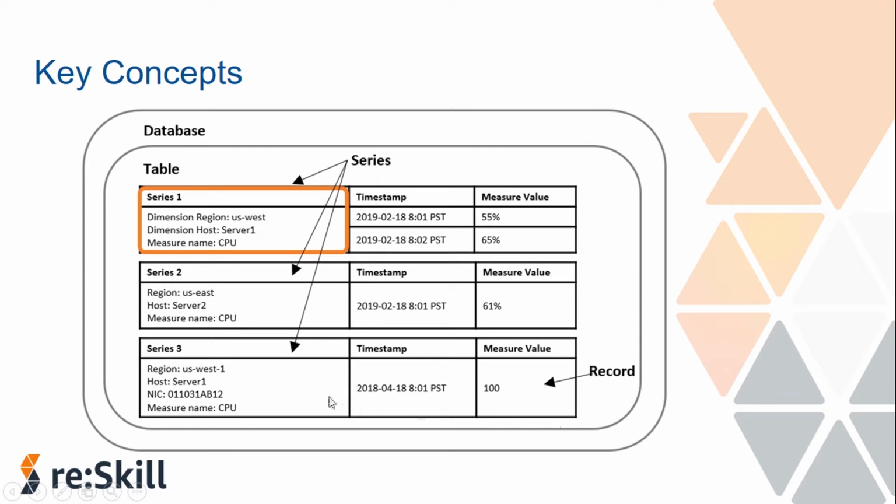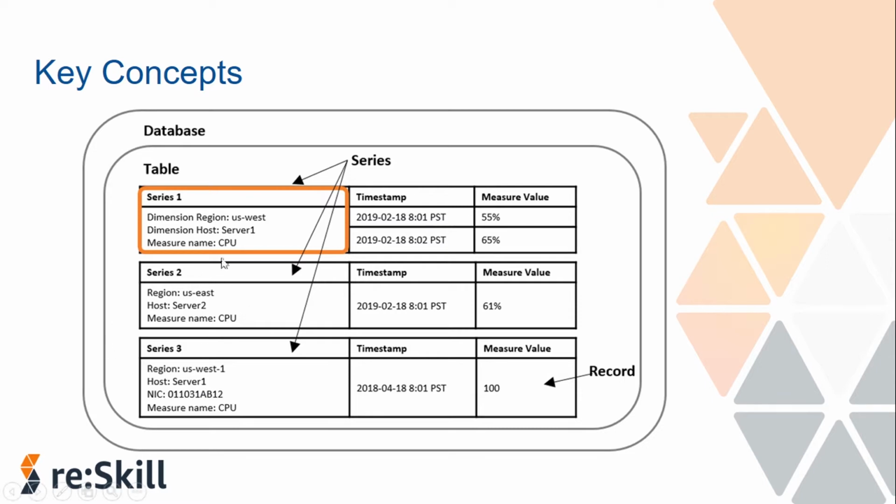Then there is a dimension, which describes the metadata of a time series. It consists of a name and a value. For example, here we have the CPU utilization example. So here the dimension is region, the dimension value is US West, the dimension is host, and that is a name, and the dimension value is server 1. And if we look at the other one, series 3, here we have other dimensions: region, host, NIC, and the values are given here.